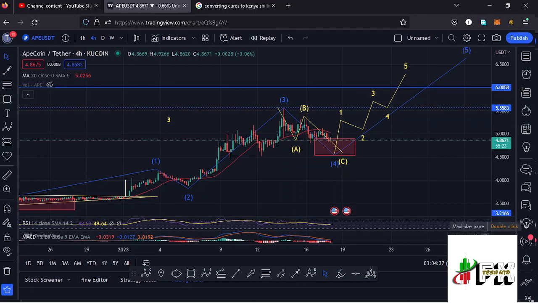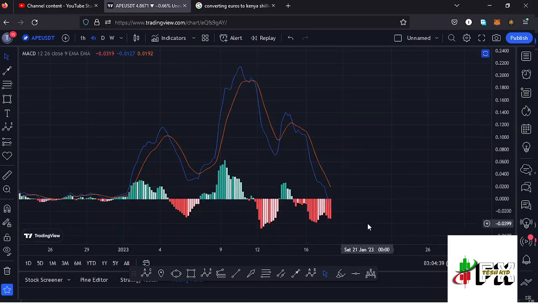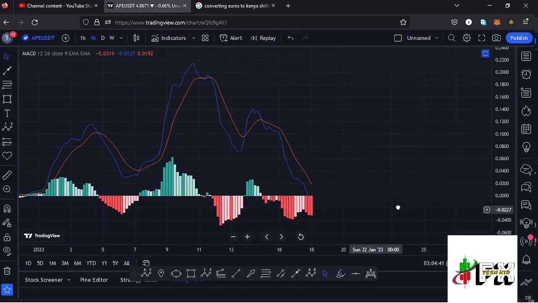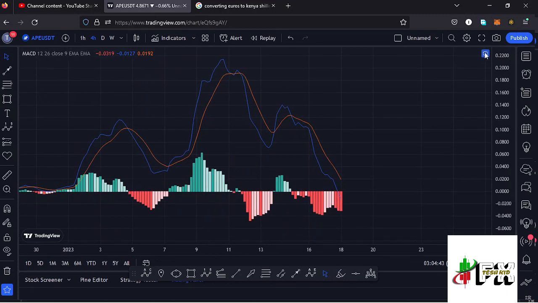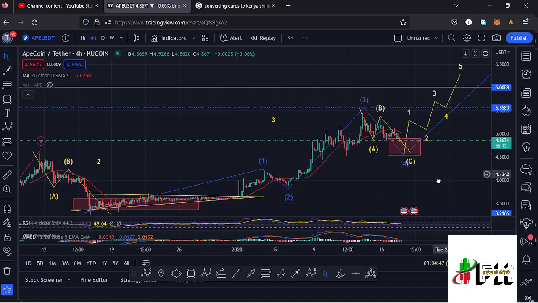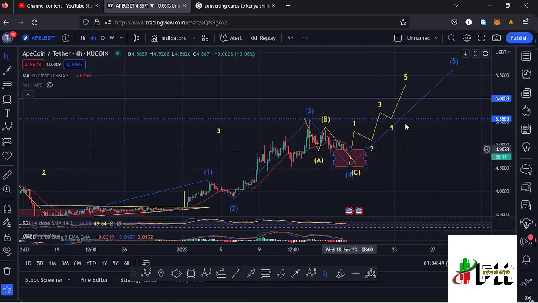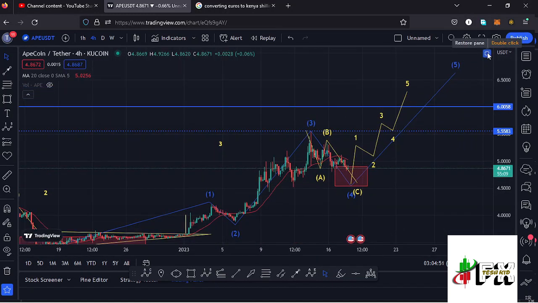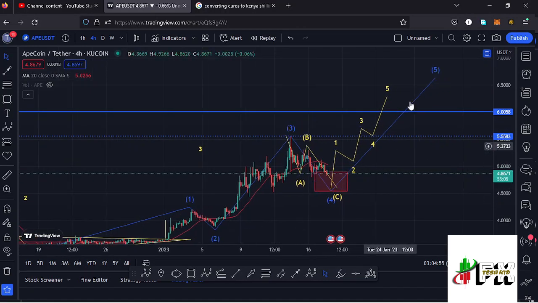And if I also take a look at the MACD, we have printed a bearish cross, and we are also seeing an increase in the selling momentum, meaning lower prices are still coming our way, and we need to be prepared for that, because once we see the formation of this wave 4, then that will be another perfect entry for us to get back into apecoin before we see this bounce to the upside in the formation of that wave 5. So let's be patient and see how that plays out, and I'll keep you updated.